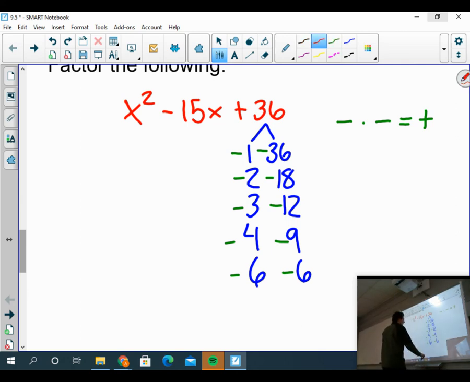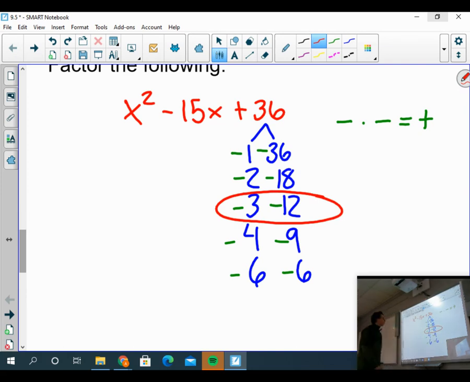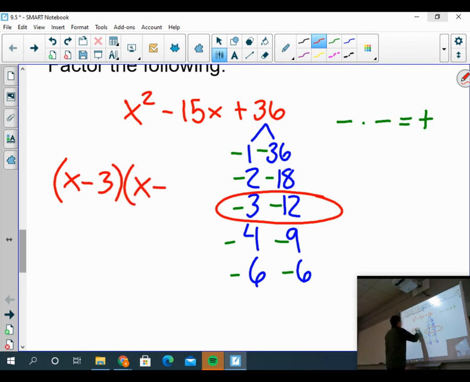Now, looking at my list, negative 3 and negative 12 will give you that negative 15 you are looking for in that middle term. Negative 3 plus negative 12 gives you negative 15, and they will still multiply to give you positive 36. So how are we going to write it out? x minus 3 times x minus 12.